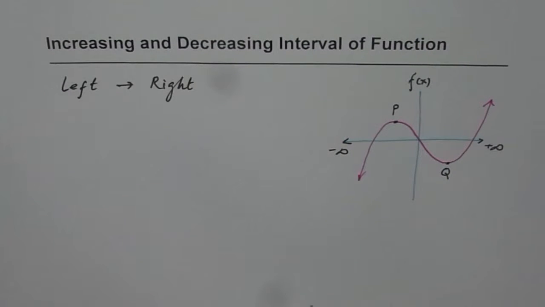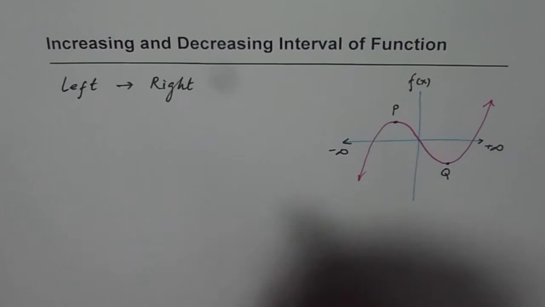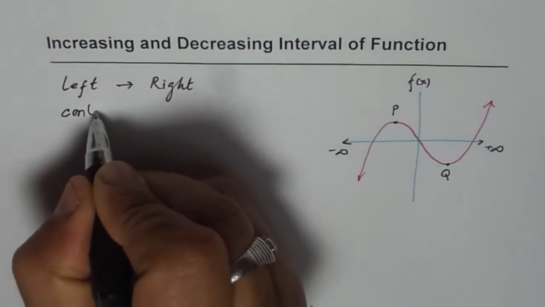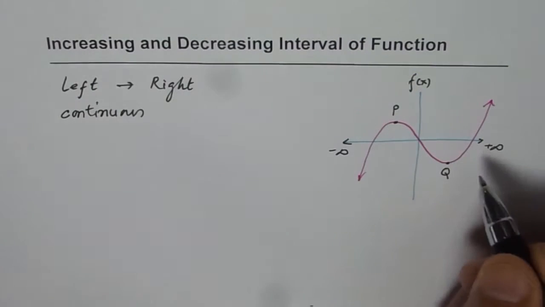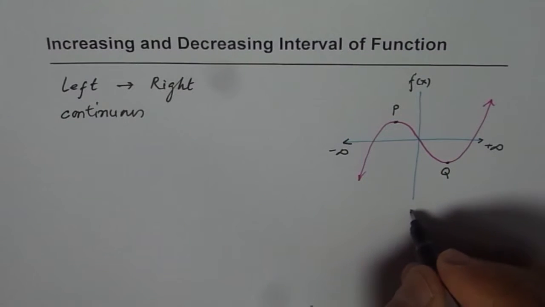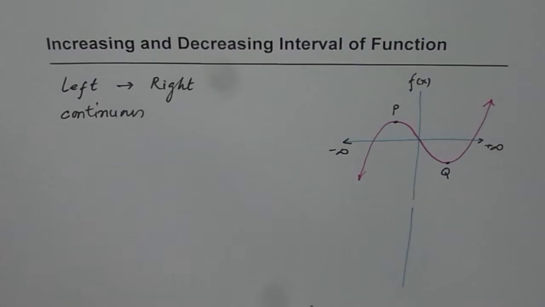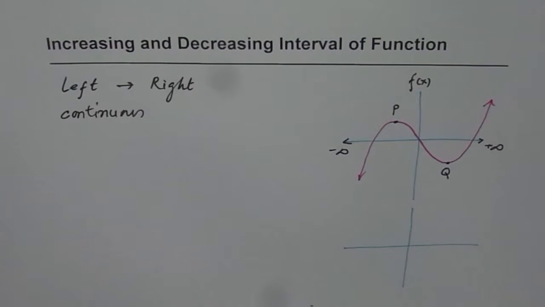Now, if we have to really define intervals of increasing and decreasing, then what we do is we see the continuous part of the function. In this case, the function is all throughout continuous, right? So the function is continuous, so there is no problem. In the whole interval, we can take any points. But if we have a function which is not continuous, let me take one example here, so we can discuss both the things together.